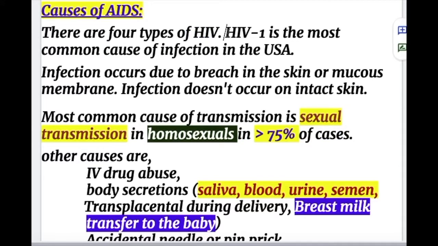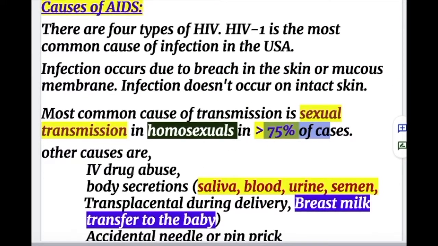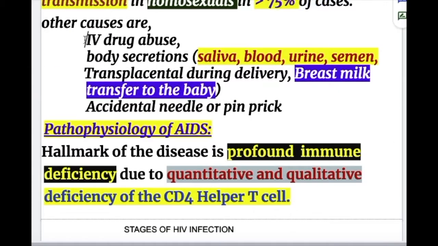So HIV-1 is the most common, and infection occurs due to breach in the skin or mucous membrane and does not occur on intact skin. And the most common cause of transmission is in homosexuals due to sexual intercourse and occurs in more than 75% of cases. And the other causes of AIDS are IV drug abuse, body secretion, saliva, blood, urine, semen, transplacental during delivery, and breast milk transfer to the body if there are lesions in the skin or the mucous membrane, or there may be accidental needle or pinprick.